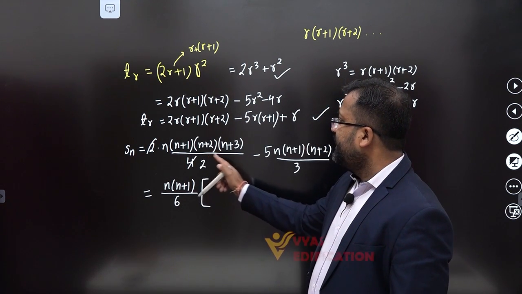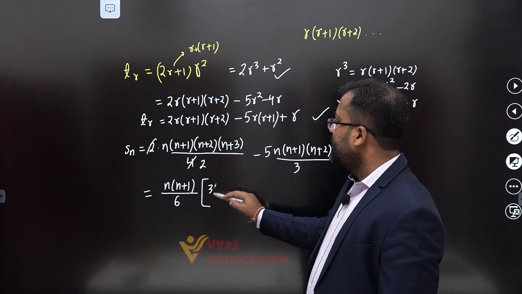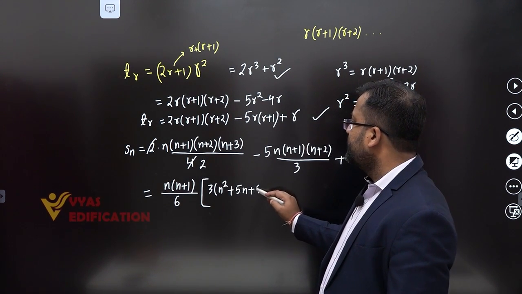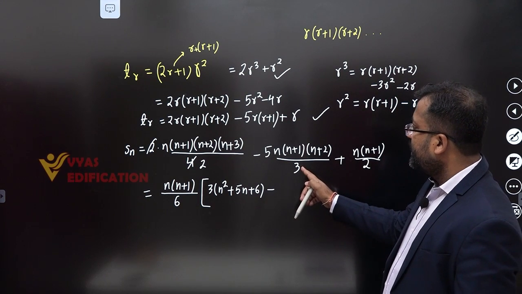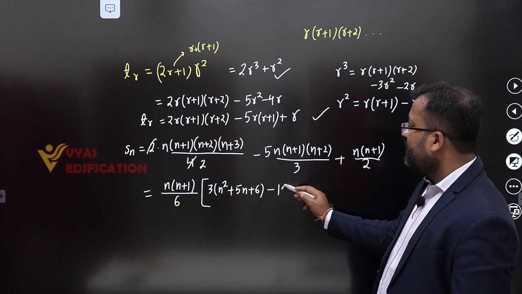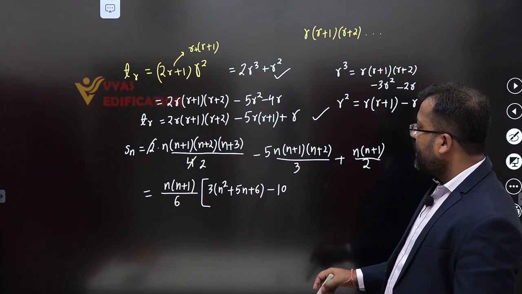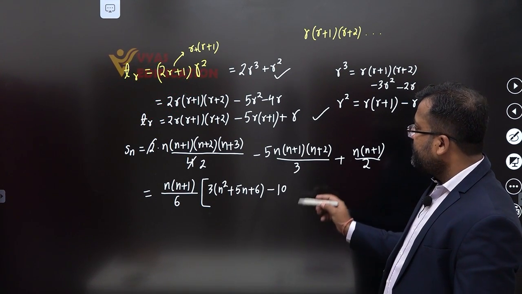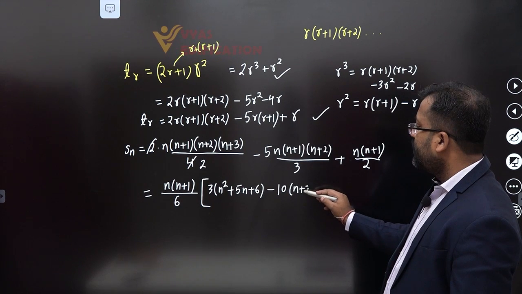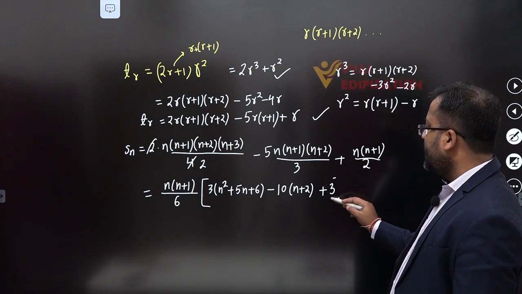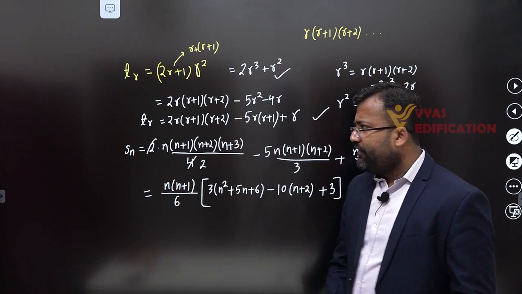What remains is 3 times n plus 2, n plus 3, which is n square plus 5n plus 6 minus, what is that, 2 times 5 will be 10. Because 3 has to be converted into 6, so you need to multiply by 2 and divide by 2. So 10 times n plus 2 is what remains. 6 remains, so you will get extra 3, and now you can simplify this expression to get whatever you wanted.